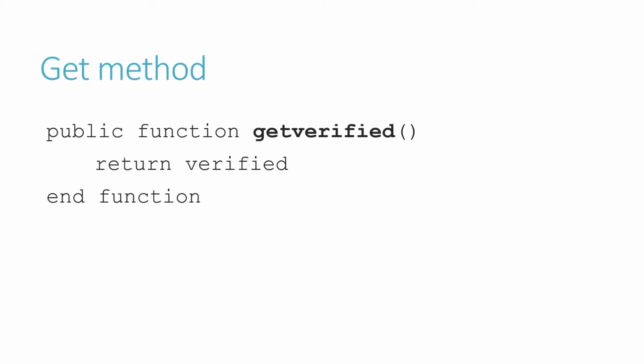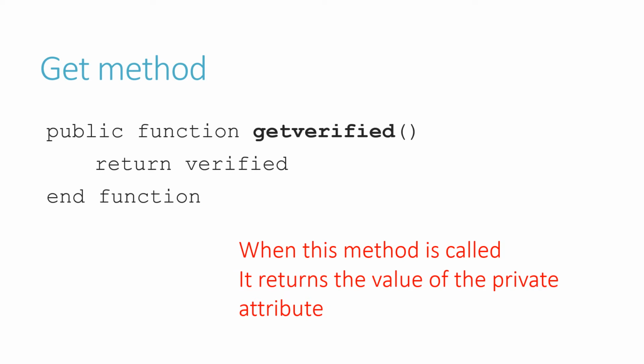So here's an example of the get method. In this example, it gets the value of the verified attribute. There's only one line in this method. When this method is called, it returns the value of the verified attribute to the main program. So let's see that in use.